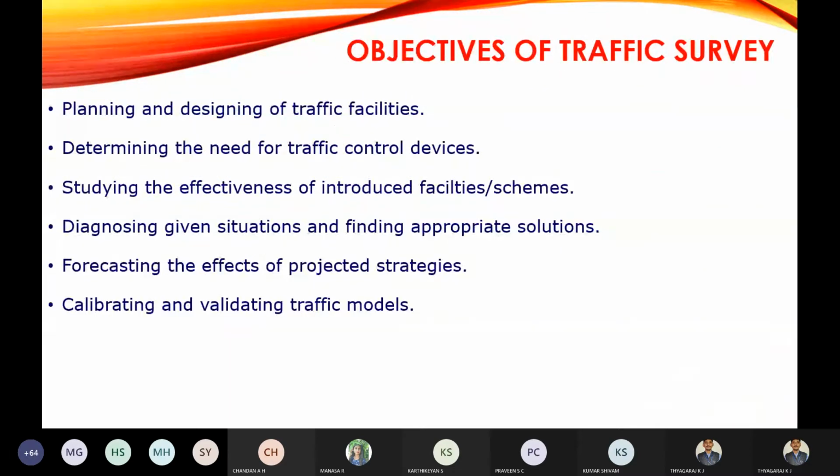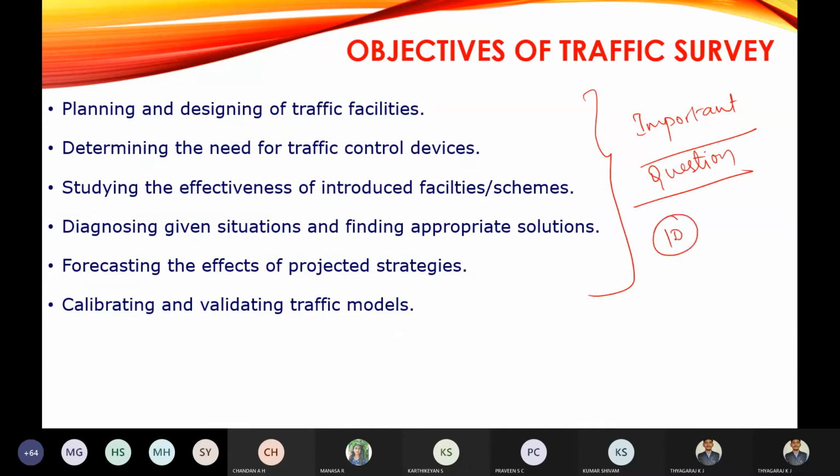Next, what are the objectives of a traffic survey? This is a very important question for your IA. So you can note down this important question for your IA. There will be one question on this. Objectives of traffic survey will be asked for 10 marks. So what are the objectives? In general, I told you, the traffic survey means collection of data. So collection of data we are going to call the traffic survey.